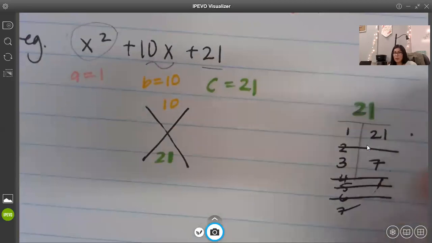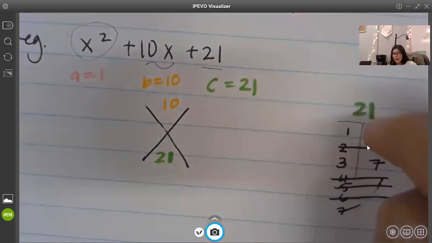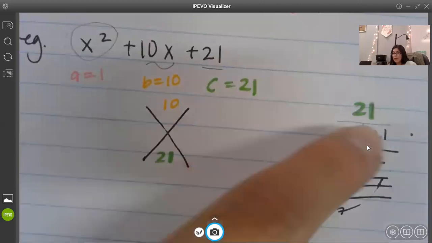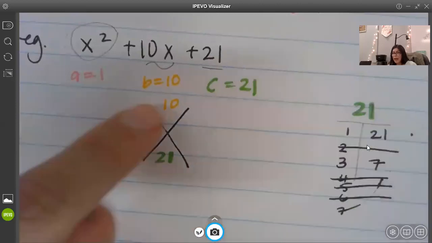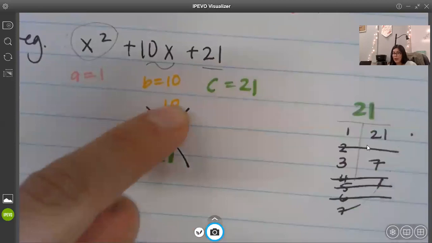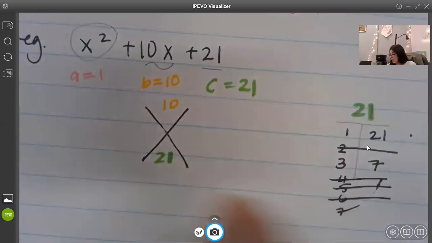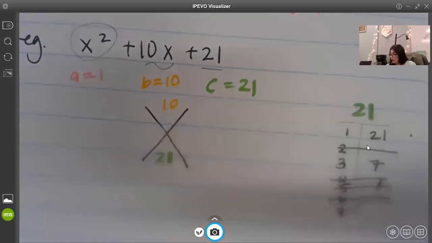Now, here's how you know which one is the answer. You're going to add them and your answer needs to be 10. The factors that give you 10 when you add them are the factors to this equation. One more time, these are the numbers that multiply to give you 21. That's why they're called the factors.